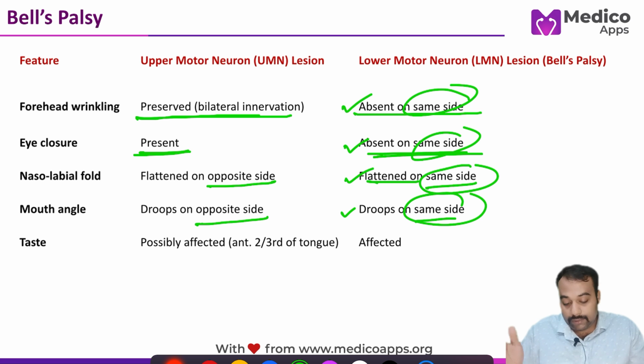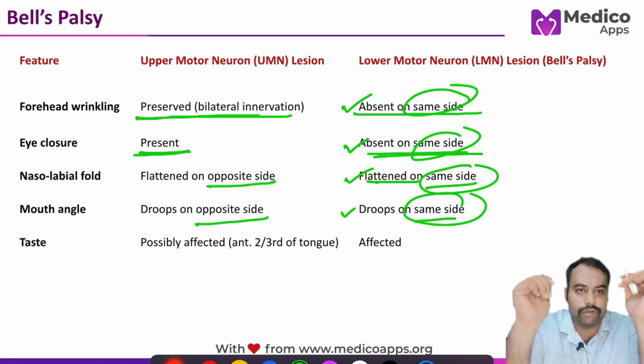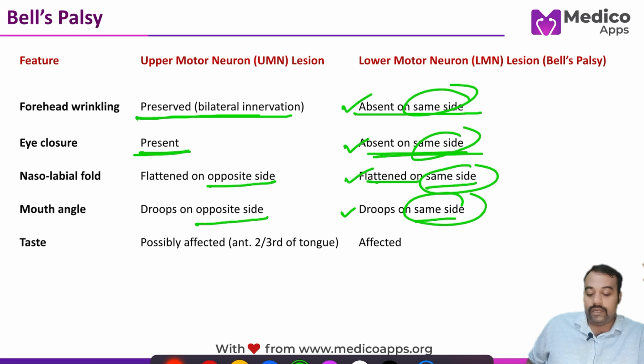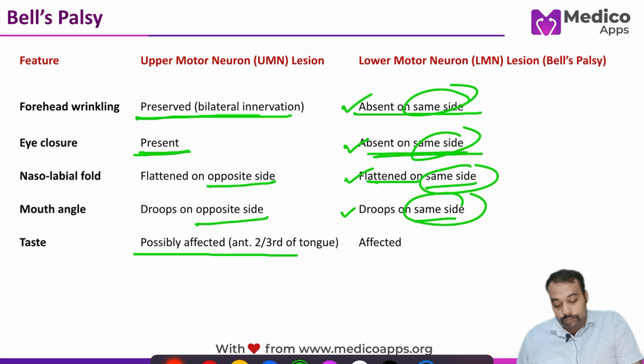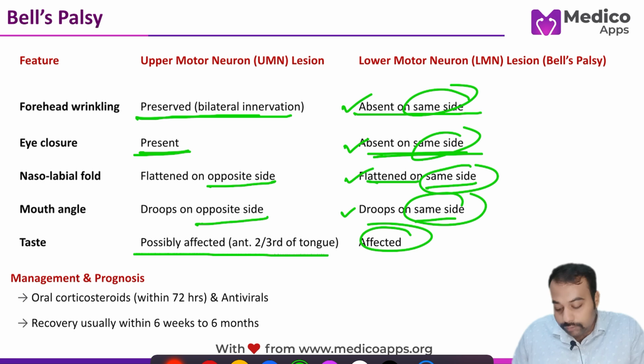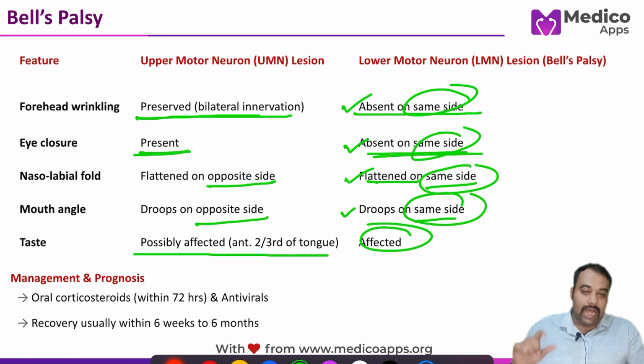Now the taste sensation. In case of lower motor neuron lesion, the taste sensation is usually affected. In case of upper motor neuron lesion, the taste sensation is possibly affected, but only in the anterior two-thirds of the tongue, while in lower motor neuron lesion it is totally affected. Okay.